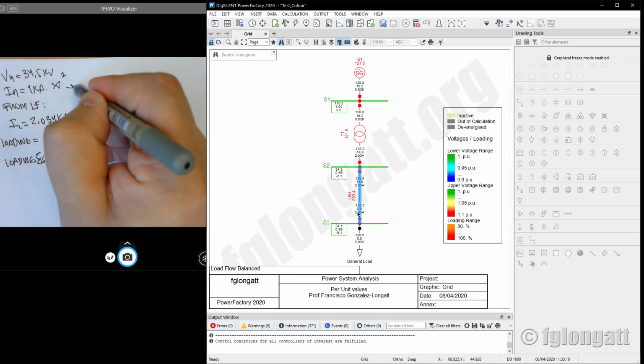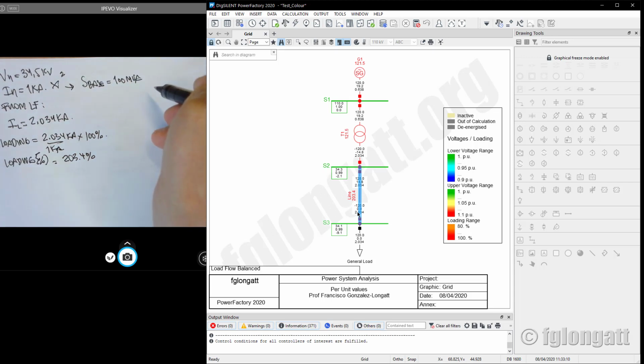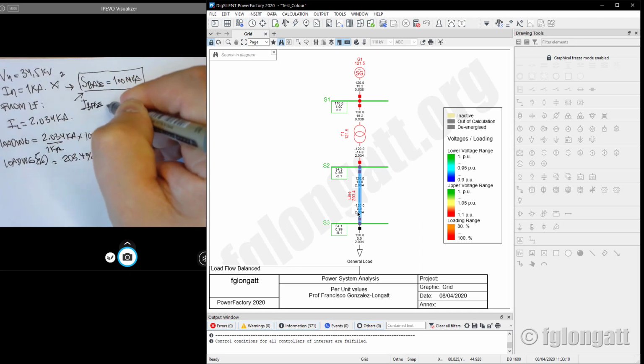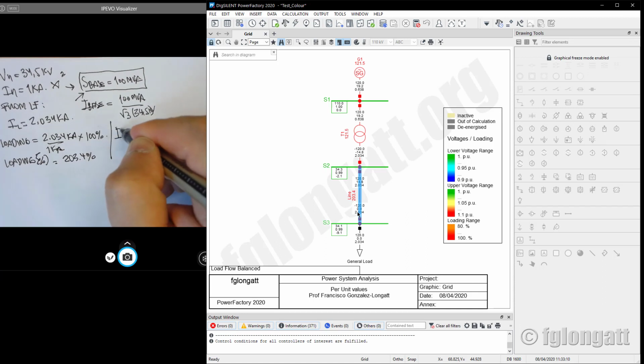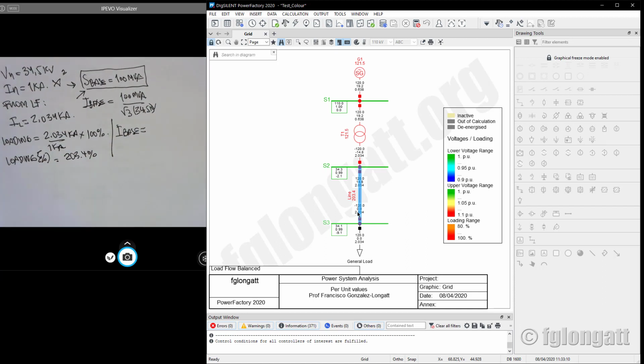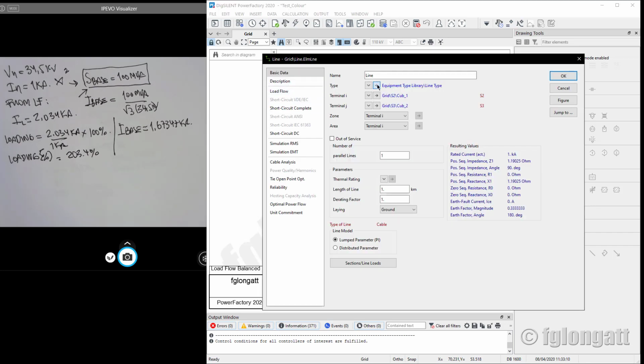Why? Well, because what you need to do is remember the base in this system is 100 MVA, and you need your per unit values represented in the proper base, and the current base for that should be 100 MVA divided by a square root, and the base current should be 1.6347 kiloamps.